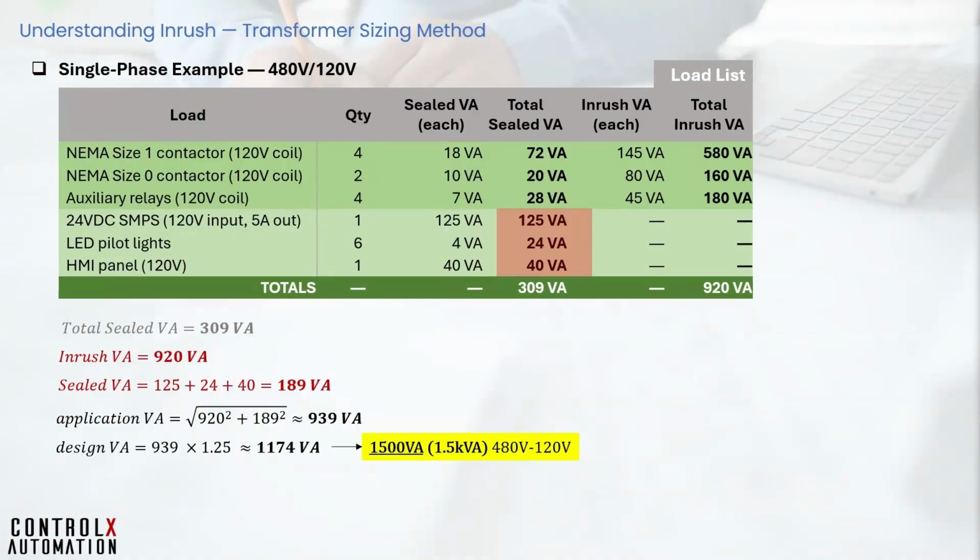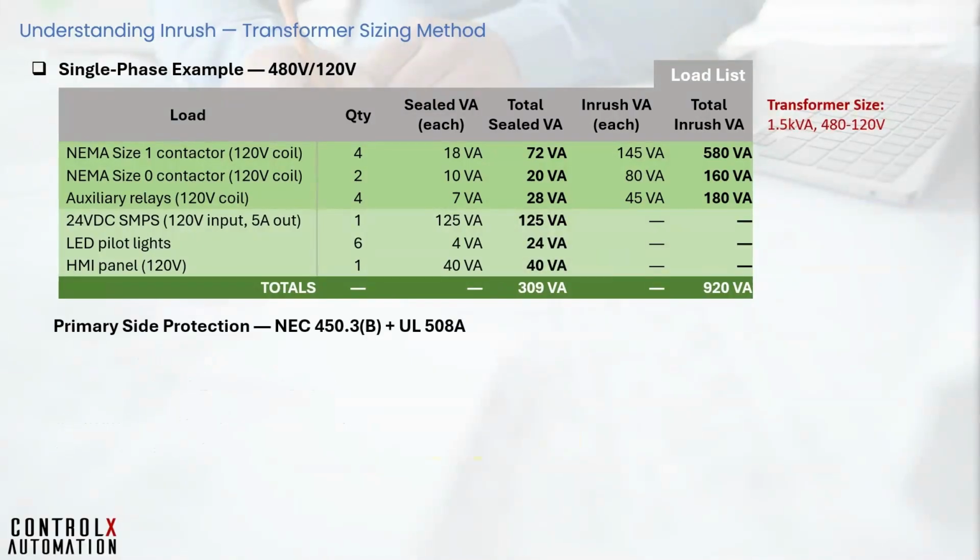For our transformer selection, I'll pick the next available standard size, which is 1500 VA or 1.5 kVA, 480 to 120 step-down transformer. If we had sized our transformer based on the total sealed VA power rating of 309 VA and picked, let's say, a 500 VA transformer, we would be grossly undersized and the system would fail under the simultaneous coil inrush. That's why we have to use the vector addition formula.